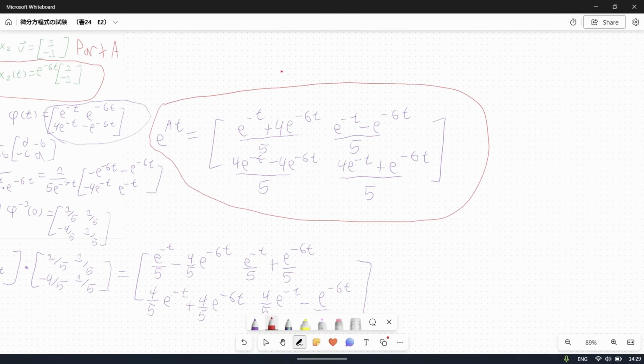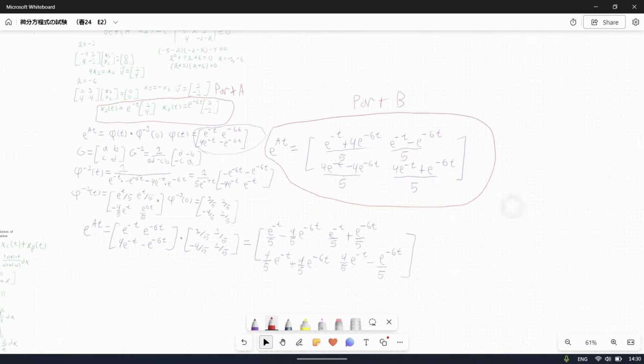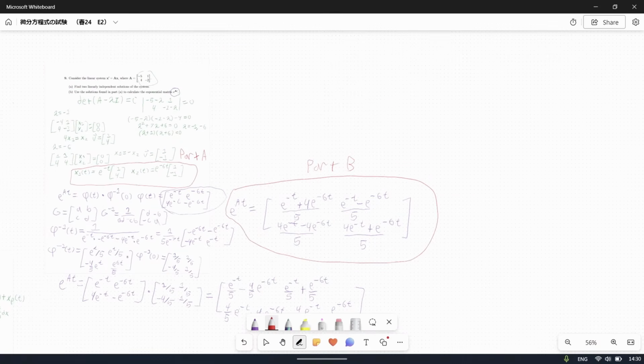So this would be the answer to part B. Yeah, I think I got everything. Okay, cool. So this is going to be the complete problem for number 9.